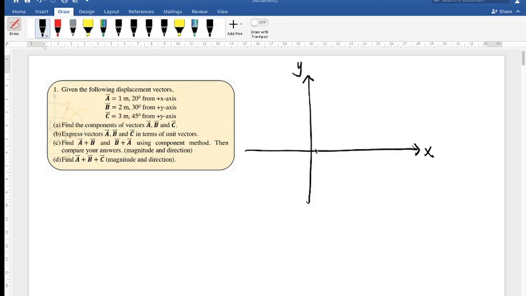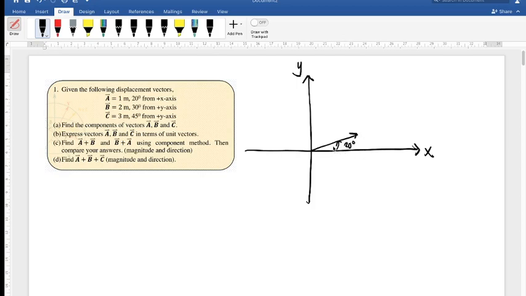Then your vector A, suppose A is 1 meter, that is 20 degrees from the positive x-axis. So this is your vector A.